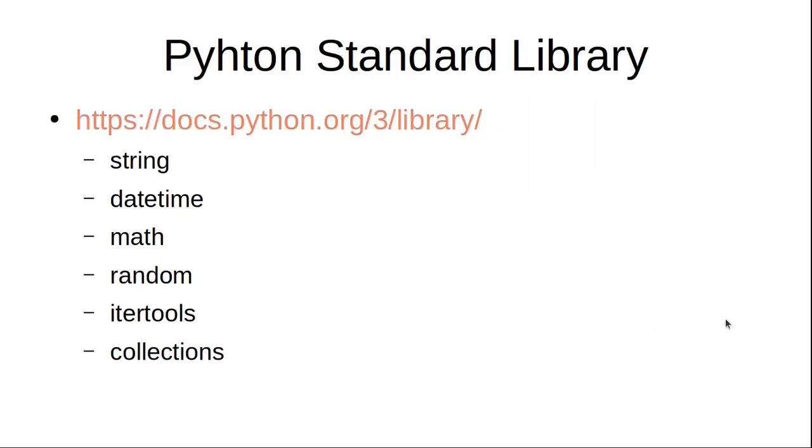The Python standard library URL address is docs.python.org/3/library/. And some of the famous modules are string, datetime, math, random, itertools, and collections.